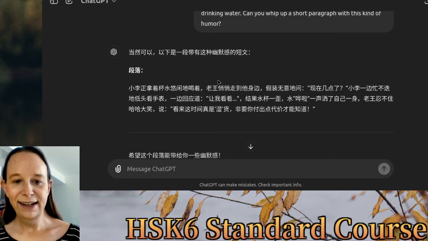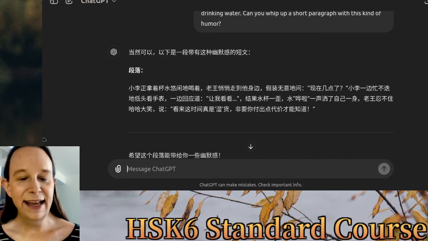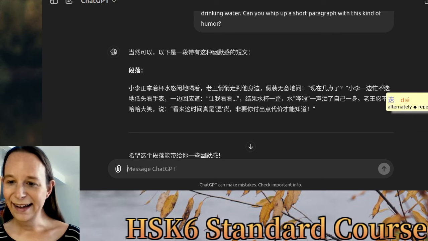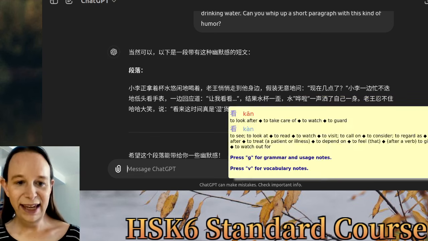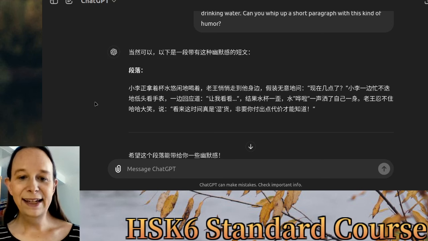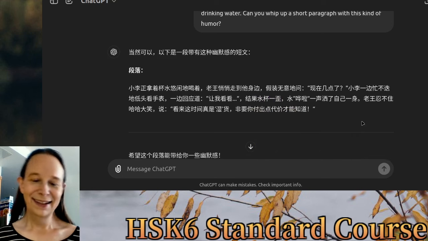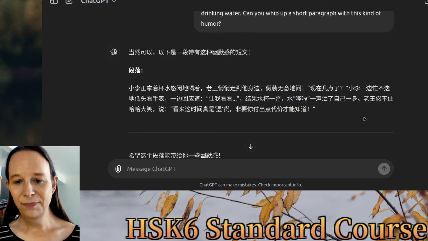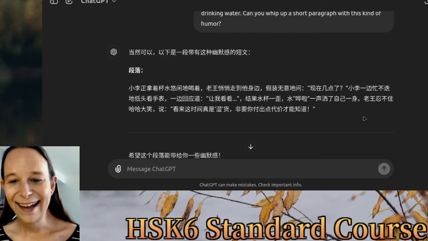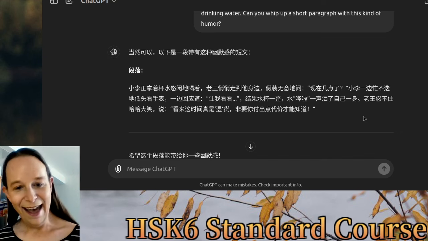小李正拿着杯水悠闲地喝着,老王悄悄走到他身边,假装无意地问:“现在几点了?”小李一边忙着点头看手表,一边回应道:“让我看看。”结果水杯一歪, shui hua la. Lao Wang ren bu zhu ha ha da xiao, shuo, kan lai zhe shi dian zhen shi shi huo.